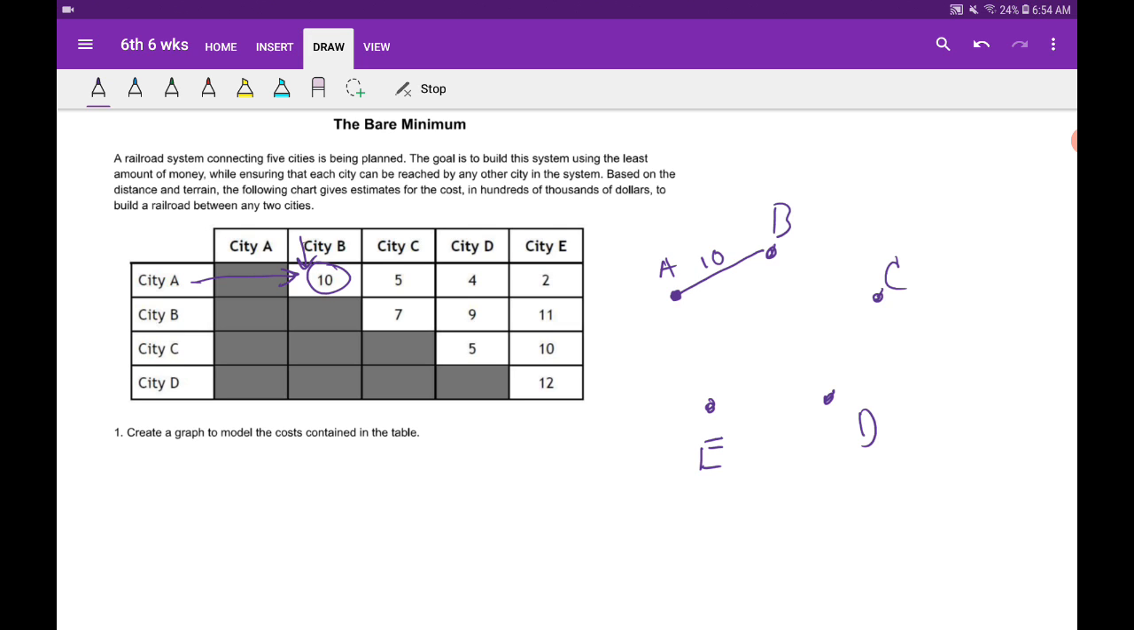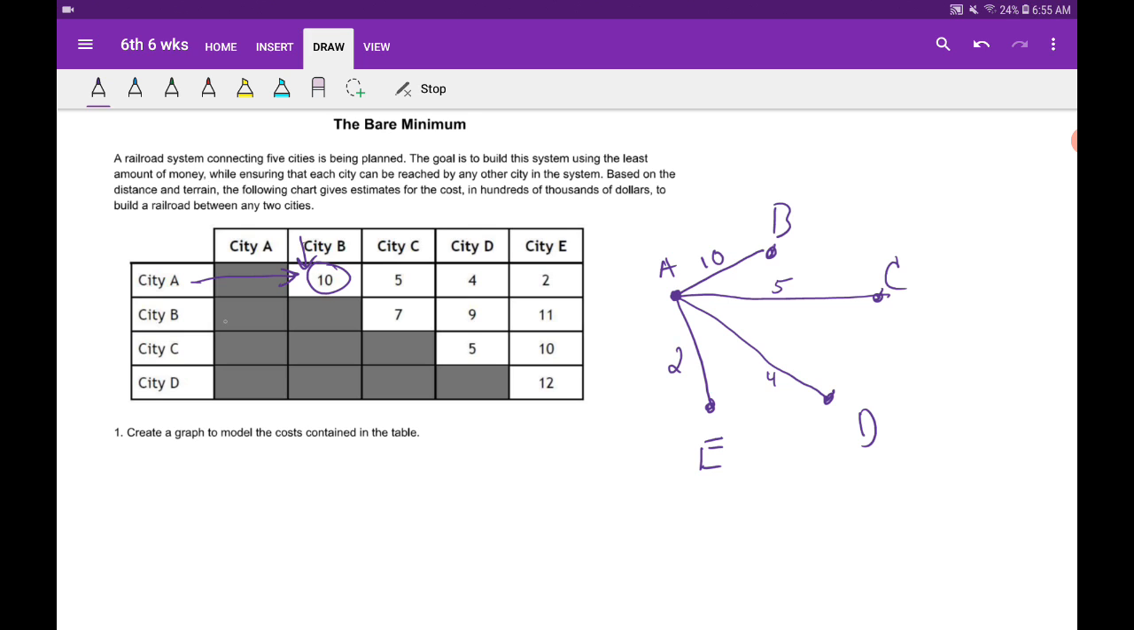And then I'm just going to keep going on from there. So if I look at the 5, that's city A and C. So A would connect to C right here, and that'll be 5. A would go to D as well, and that would be 4. And then A would go to E, and that's a 2. So I got the top row done.